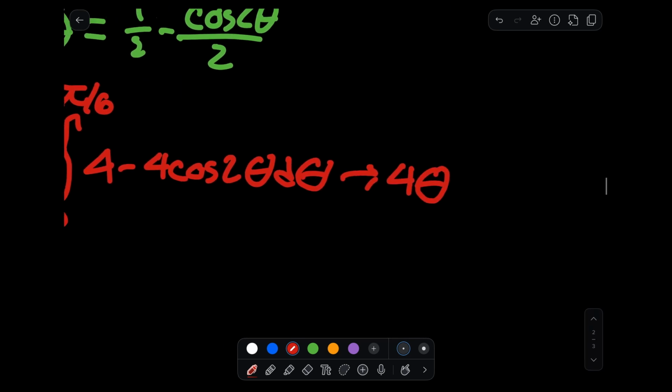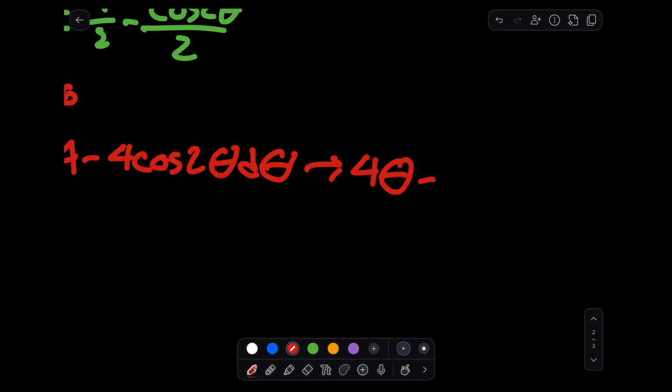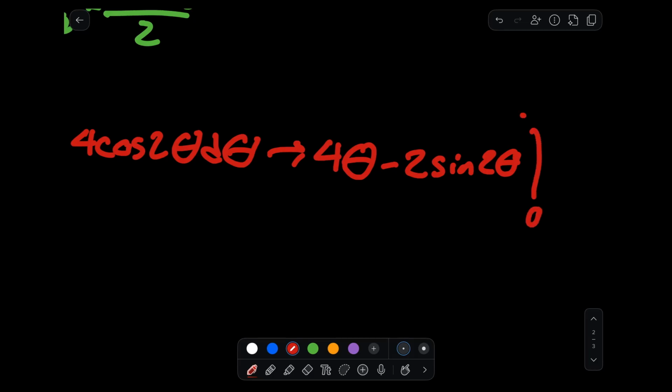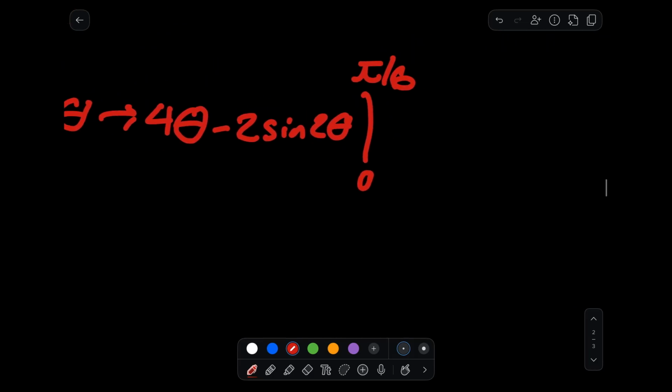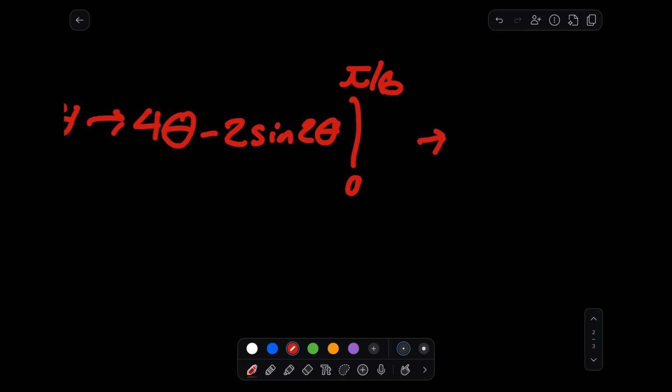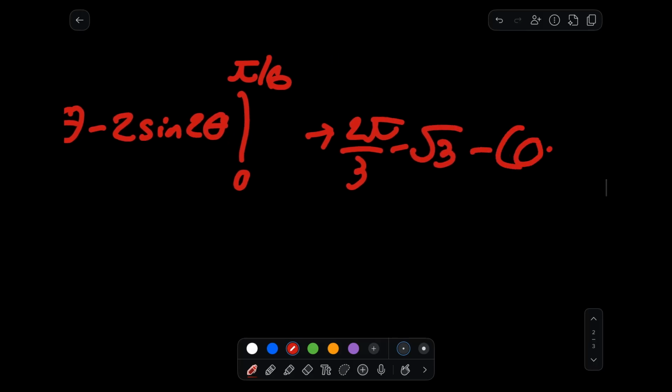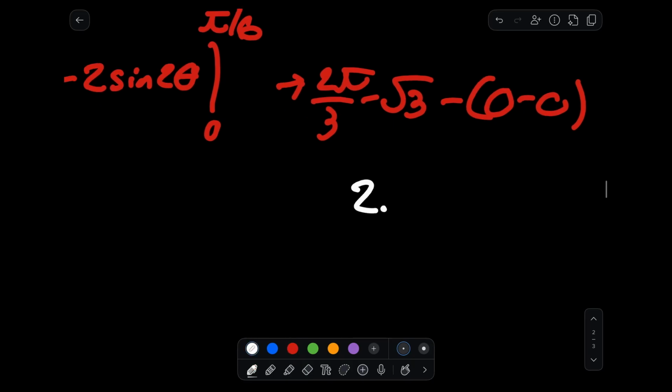This is going to be 4 theta minus 2 cosine. No, not 2 cosine. It's going to be 2 sine 2 theta, if I do it from 0 to pi over 6, right? There you go. Yeah. And this is going to become 4 pi over 6, which is 2 pi over 3. So then minus 2 sine of pi over 3, which is just going to become minus root 3, minus 0, minus 0. And then our resultant answer is going to be 2 pi over 3 minus root 3.